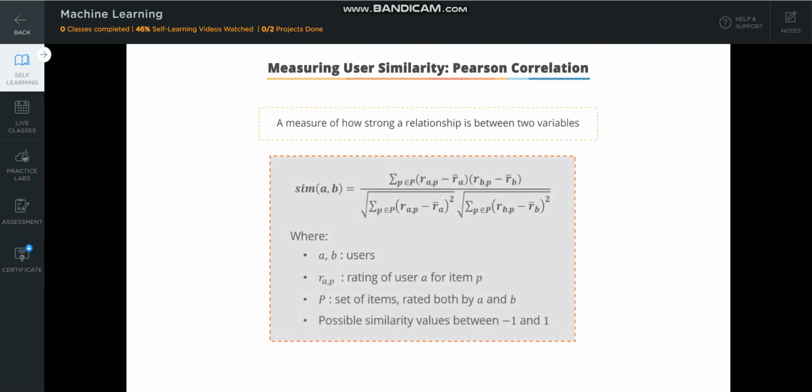Let's understand the given formula. In the given formula, A and B are the two users, and you are asked to find the similarity between them. The given formula will give you the result between -1 and 1, where 1 means highly similar and -1 means not at all similar. In the given formula, A and B are users. r_AP is the rating of user A for item P. P is the set of items that are rated by both A and B.